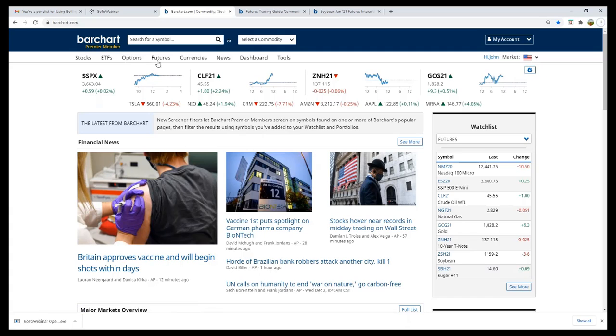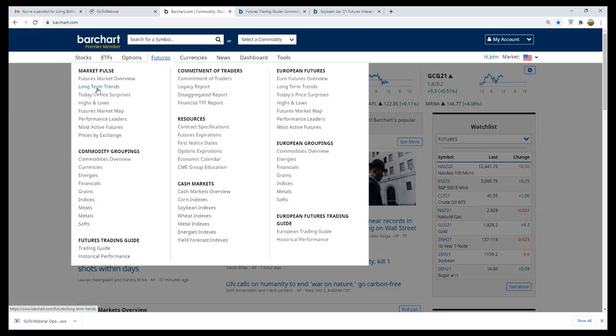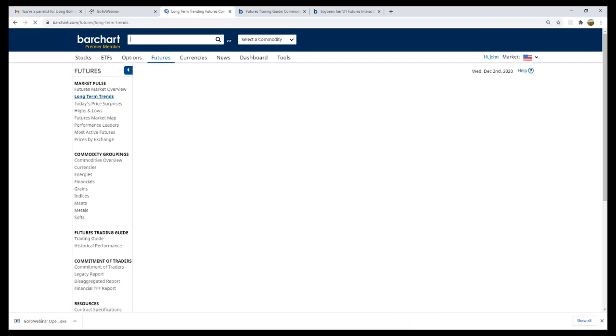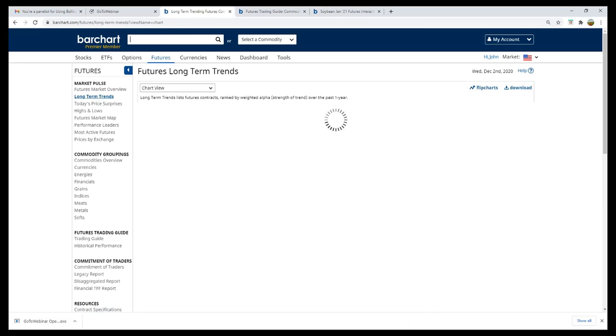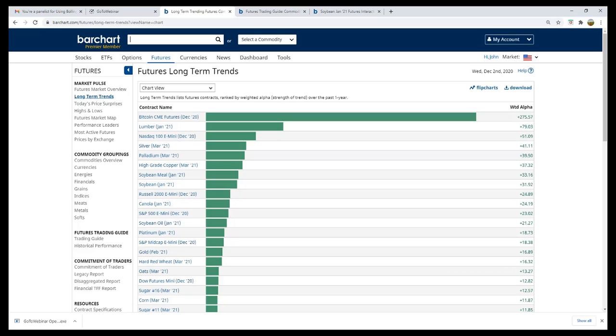Well, we're going to come into our futures, and we're going to go to long-term trends. And this is where we're going to get some ideas about longer-term trends in terms of futures markets. Now, I have the chart view up here, but we do have other views, so we'll talk about those in a second. And what the chart view does is it ranks the futures markets in terms of our weighted alpha. That's one of those proprietary tools that Barchart gives you.